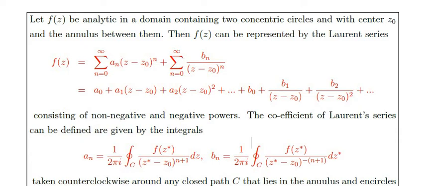Then the coefficients of the Laurent series are given by the integrals. a n is equal to 1 by 2 pi i integral over C f of z dash divided by z dash minus z naught the whole raised to n plus 1 dz dash. b n is equal to 1 by 2 pi i integral over C f of z dash divided by z dash minus z naught the whole power minus n plus 1 dz dash, taken counterclockwise around any closed path C that lies in the annulus region. That is, C is any closed path where f of z is analytic.